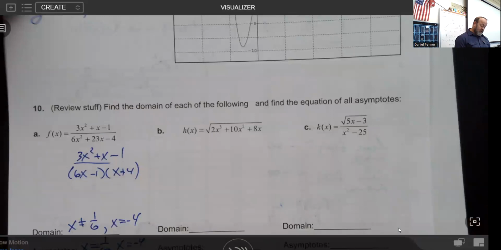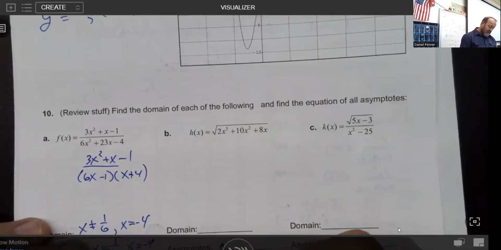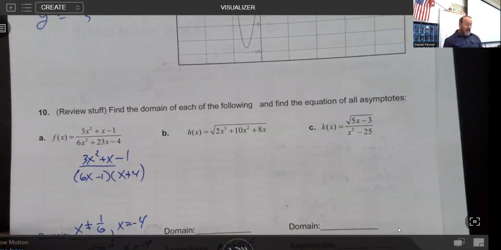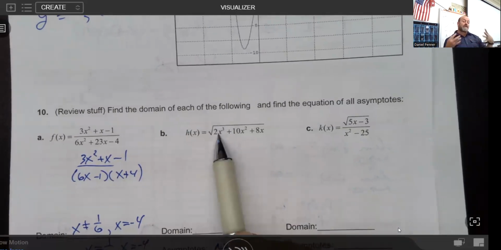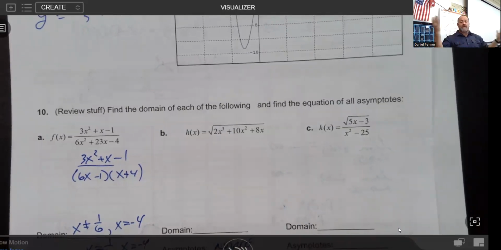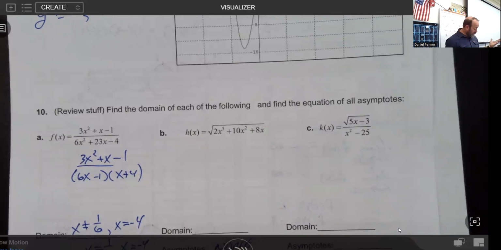Now, this next one, as it turns out, doesn't have them. Square roots don't tend to do that. As x gets larger and larger and larger, and you take the square root, those numbers also get larger. So that's not really an issue.